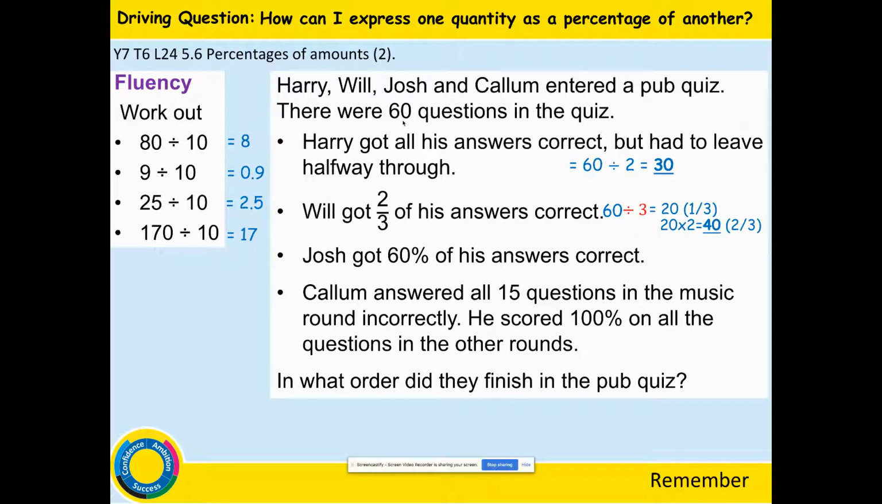He got 40 marks. Josh got 60% of his answers correct, so we want 60% of 60. So we find 10% by dividing by 10. And because we want 60, not 10, we multiply our answer by 6, because 6 times 10 is 60. So 6 times 6 is 36. He got 36.